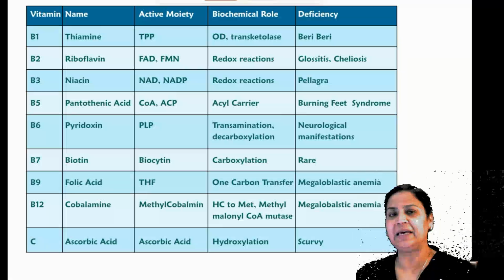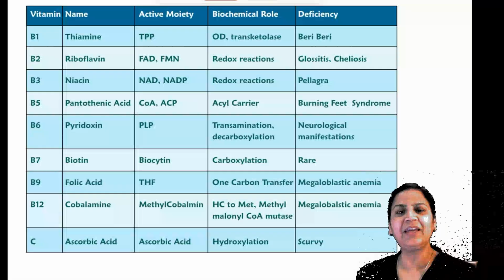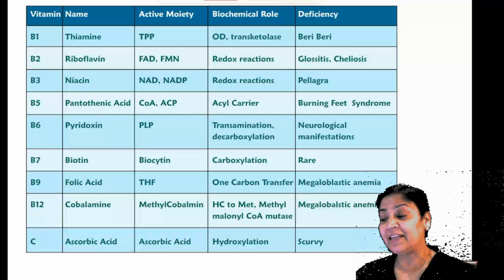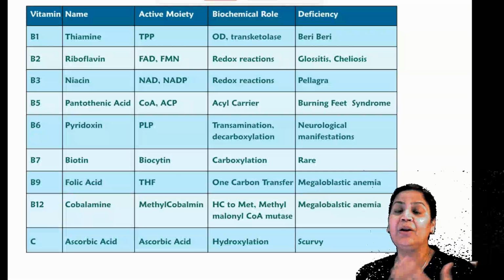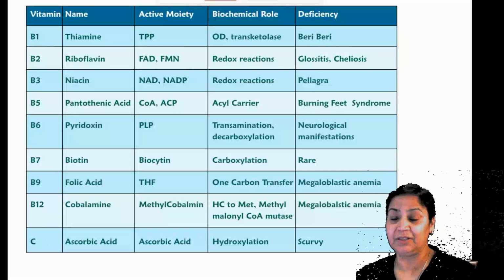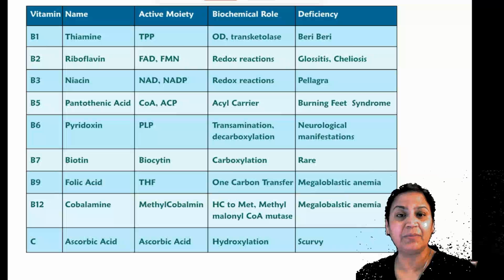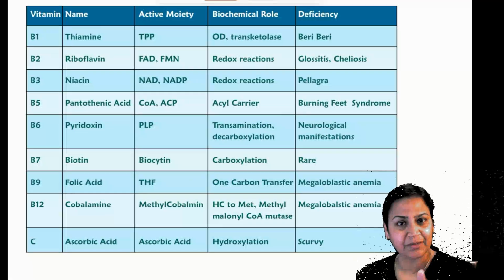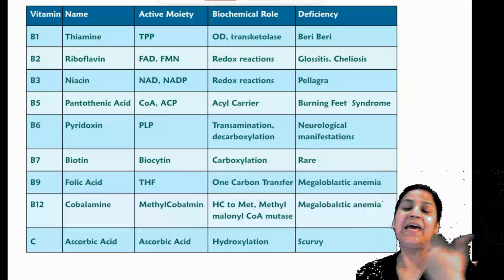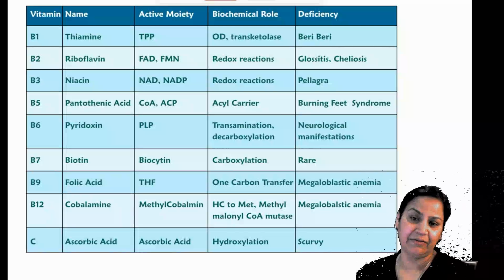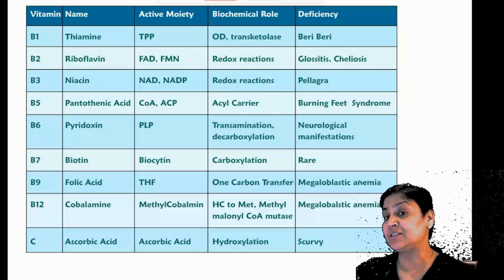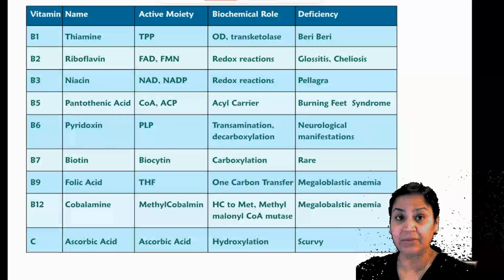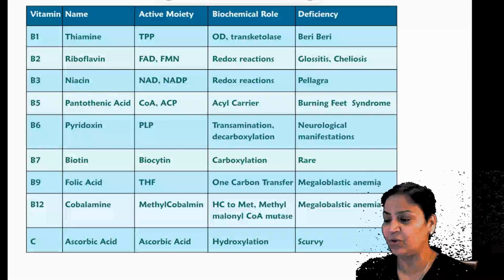Now, today we are going to discuss a very important comparative table on water soluble vitamins. As you can see from the table, everything is there. What is the active form of the vitamin? What are their functions? And what are the deficiency manifestations? So let's see, because this is a very important topic in biochemistry. So first of all, let's see what is B1.